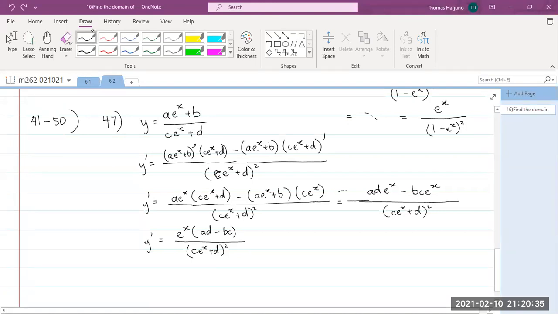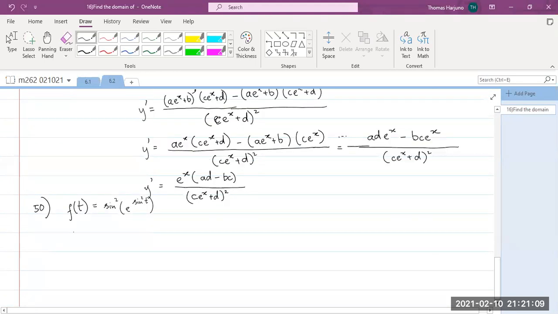Any else? Maybe one more from this number 41 to 50. Can you do 50? I can. Number 50. If t equals sine squared of e to the sine squared t. Oh, that's a long chain. Yeah, so that's a long chain rule, right?